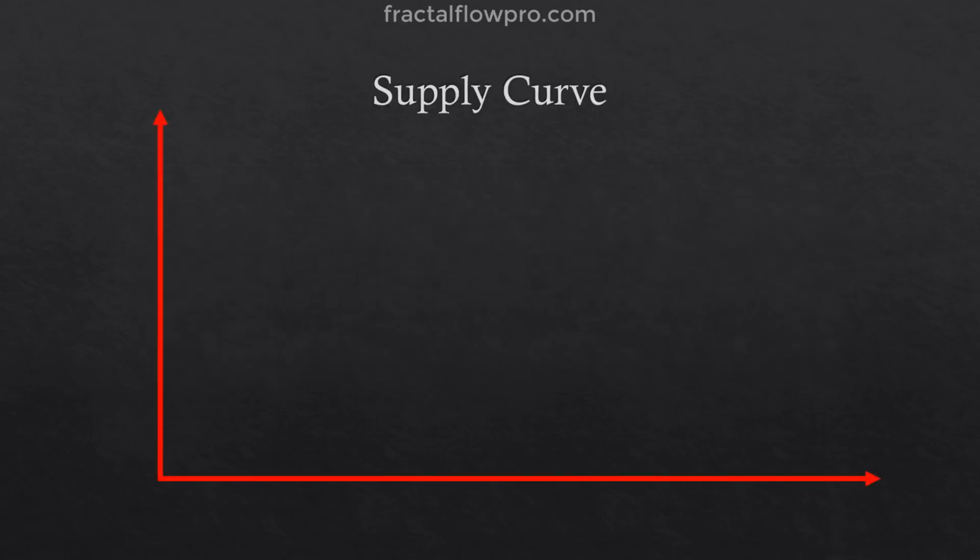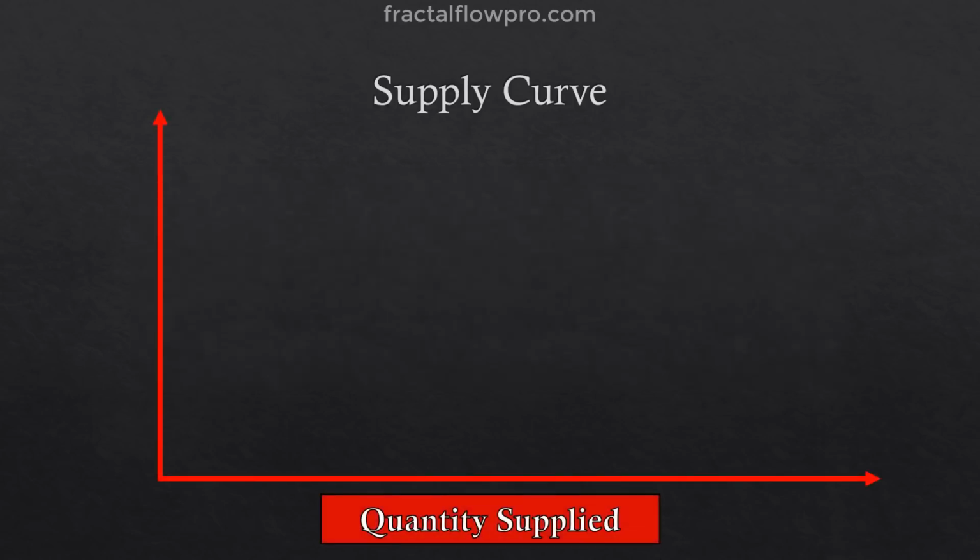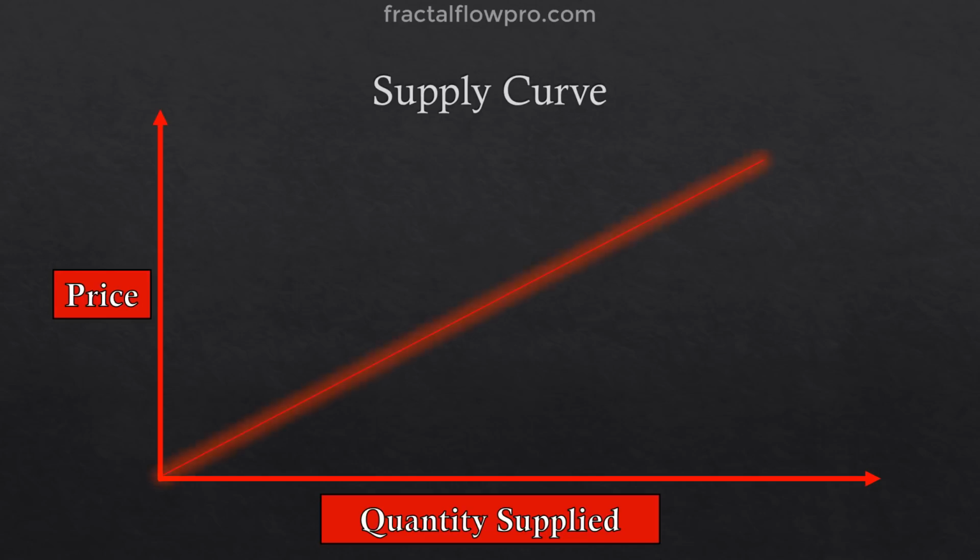We can visualize the law of supply using a simple graph. On the x-axis, we have the quantity supplied, and on the y-axis, we have the price of an item. The higher the price, the higher the quantity supplied, so the supply curve is an upsloping line.